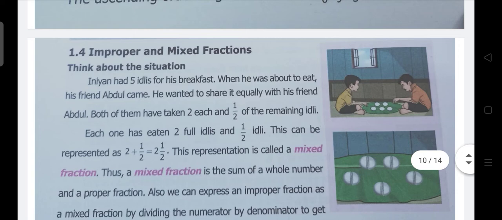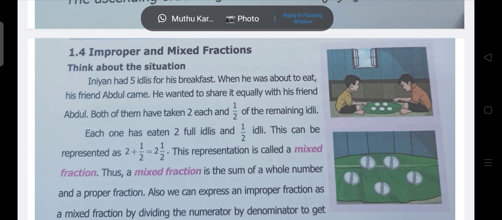Now improper and mixed fractions. Improper fractions means the denominator is lesser, the numerator is greater. See the situation. Inian had 5 idlis for his breakfast. When he was about to eat, his friend Abdul came. He wanted to share it equally with his friend Abdul. Both of them have taken 2 each and half of the remaining idli.